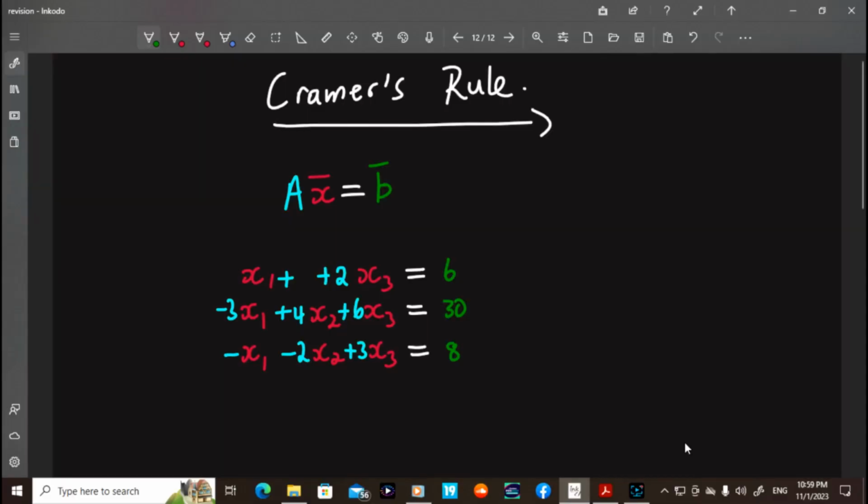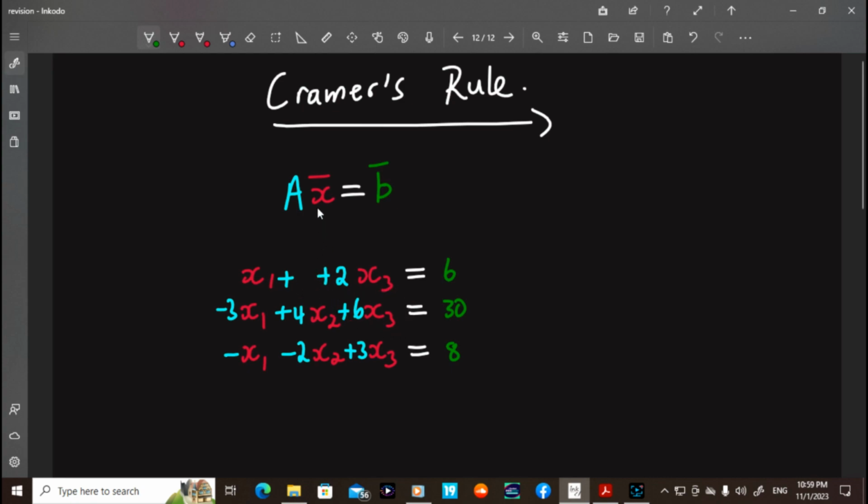So in this video we're going to learn how to solve linear equations using Cramer's rule. Okay guys, so let's get into it. So we'll find that we have an equation that consists of our variables. Let's say we have three variables like this.